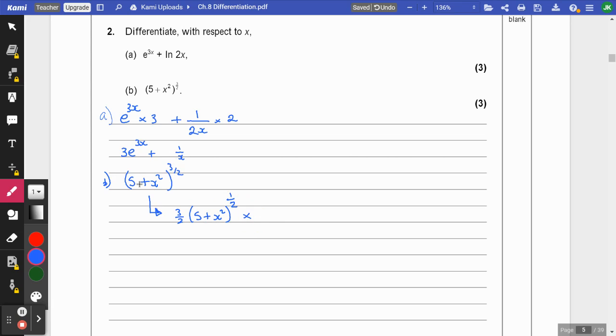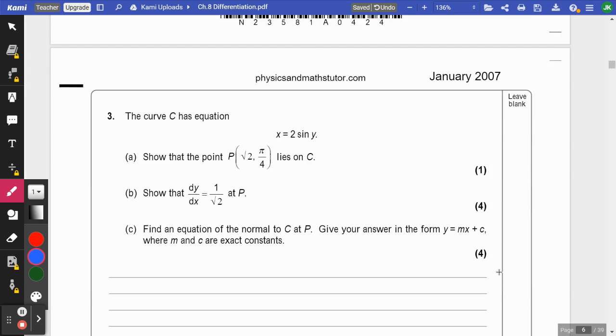Then we multiply that by the derivative of the inside function. The derivative of 5 plus x squared is just 2x. And then that simplifies to, well, the 2 times 3 over 2 gives you just 3, and that's 3x. So 3x times 5 plus x squared to the power of a half. Cool. Next, go to the next question.